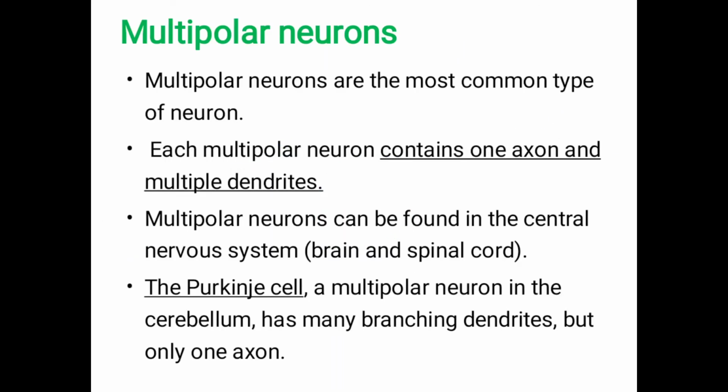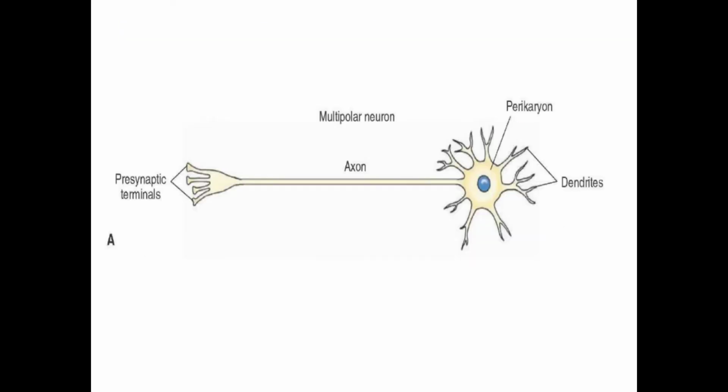The third one is the multipolar neurons. Multipolar neurons are the most common type of neurons. It consists of one axon and multiple dendrites. Here we can see the soma. From this soma, so many dendrites originate, and at the left side of the soma we can see the axon. The axon is the longest one.